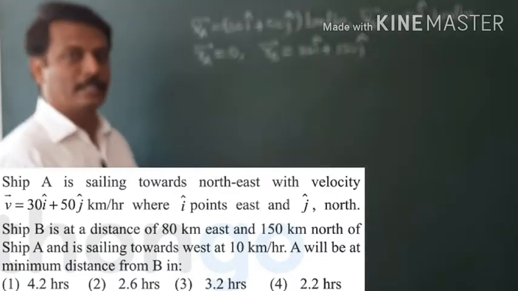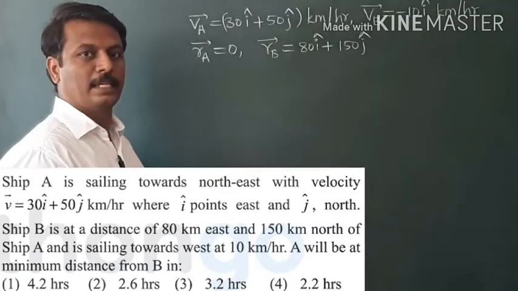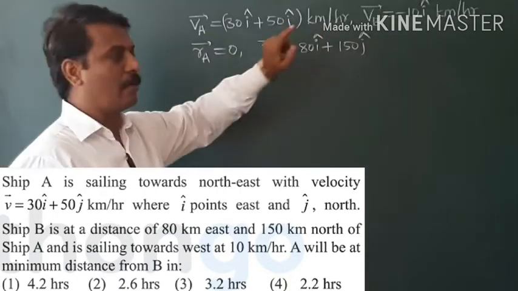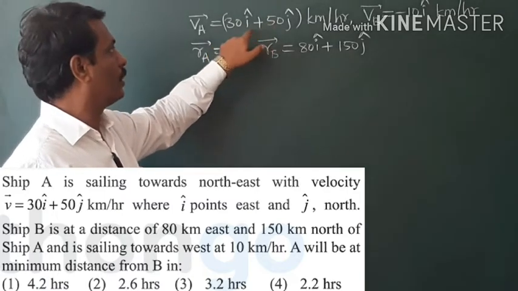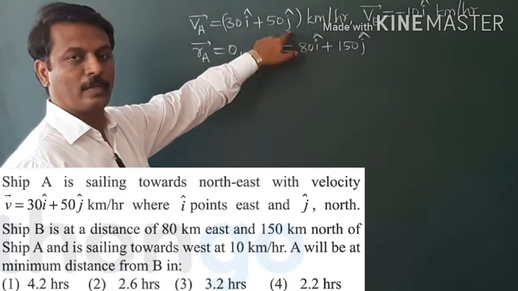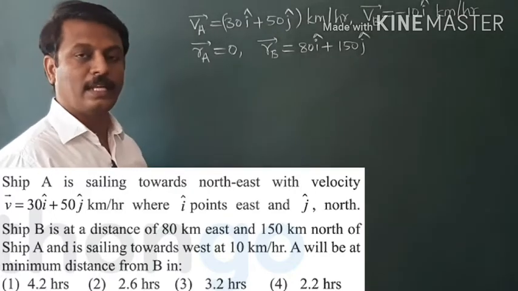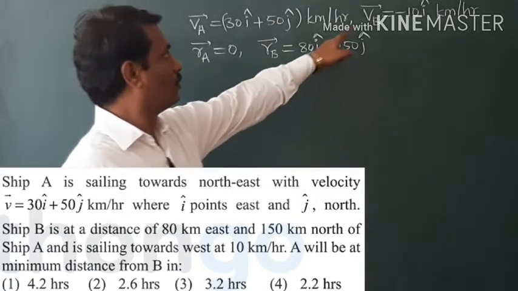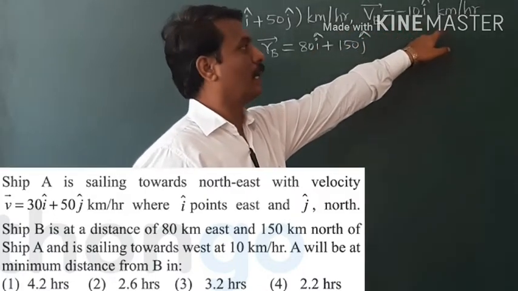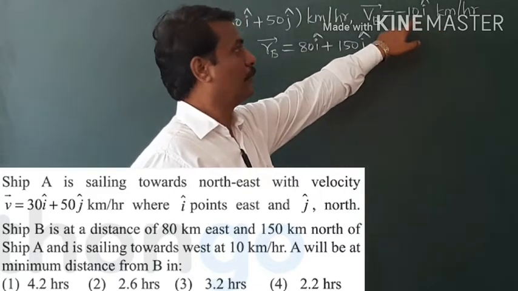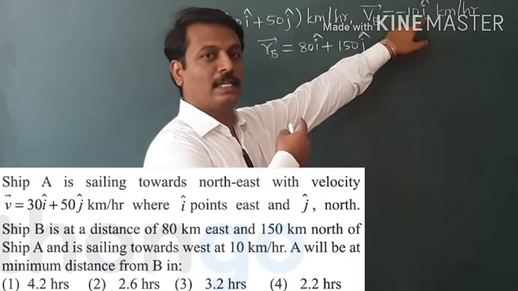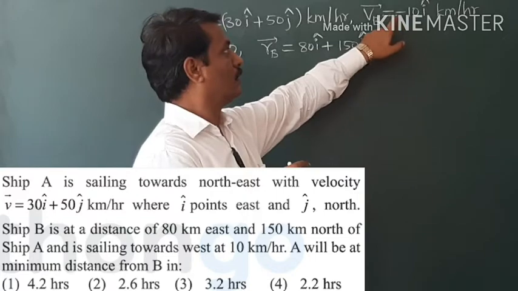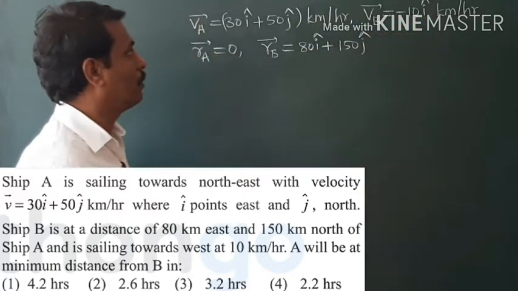Here it is given that ship A is sailing towards northeast with velocity 30 i plus 50 j km per hour. Here i is pointing towards east and j is pointing towards north. It is also given that ship B is sailing towards west with 10 km per hour. So I have written VB is equal to minus 10 i km per hour, because ship B is sailing towards west. Here i is the unit vector towards east, but ship B is moving towards west, so I have written it as minus 10 i km per hour.